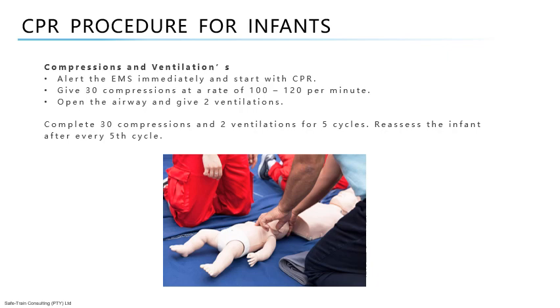If you are unable to achieve the guideline recommended depth, at least one third the diameter of the chest, you can use the heel of one hand, taking precaution not to compress too hard. Open the airway and give 2 ventilations. Complete 30 compressions and 2 ventilations for 5 cycles. Reassess the infant after every 5th cycle.